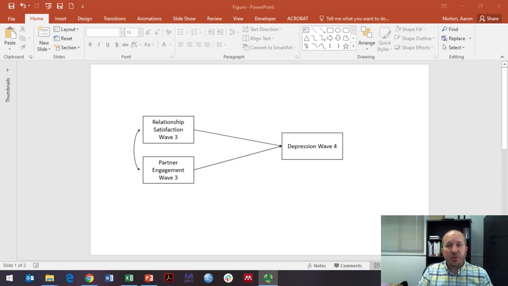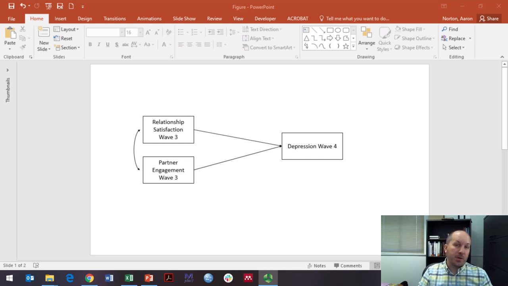In this research question, I'm really curious about how relationship satisfaction and partner engagement can predict or influence, or how they're associated with, depression one year later. So you can see I'm looking at relationship satisfaction and partner engagement at wave 3 of when this theoretical data was collected, and then a year later taking depression scores and seeing how those are related. My hypothesis would be that as relationship satisfaction and partner engagement go up, depression would go down.